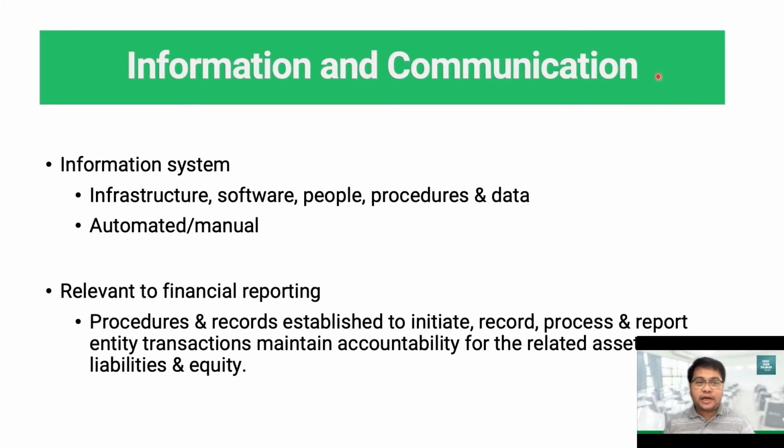So the next component is information and communication. With this, we consider the client's information system: their infrastructure, software, people, procedures, and data, to process the transactions and events that the client had during the year. This information system could be automated or manual or a combination. However, what is important for us auditors would be the information system relevant to financial reporting. This is our basis in identifying the significant classes of transactions.